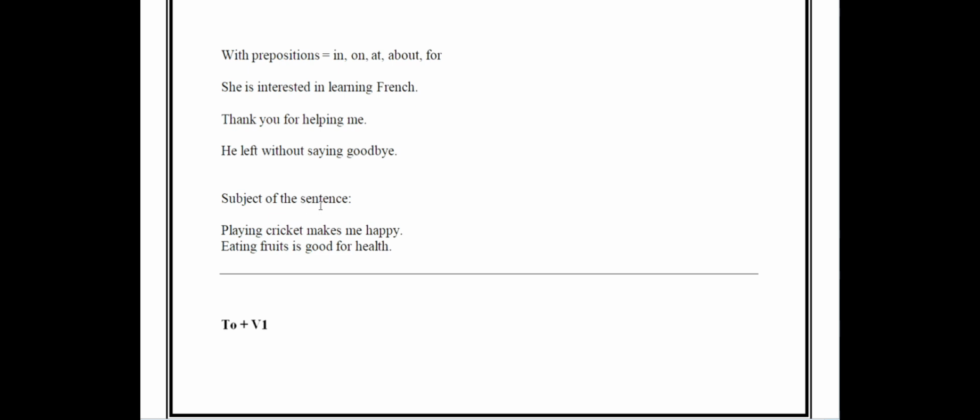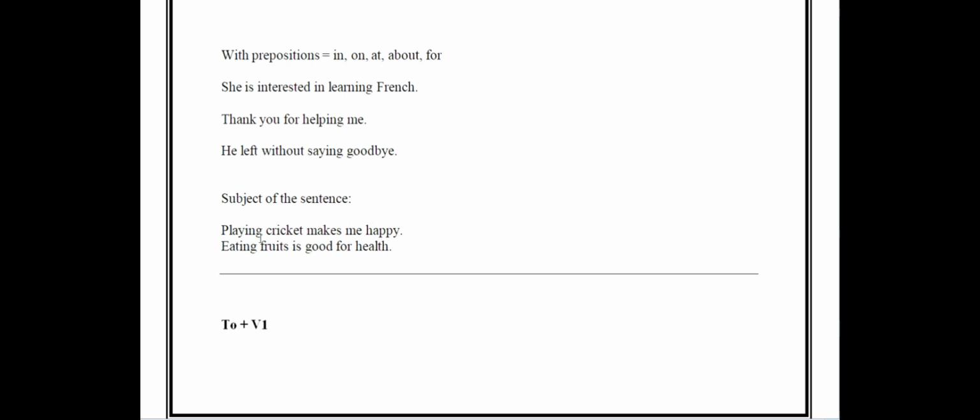Gerund can also be the subject of the sentence. This is the third application. Example, playing cricket makes me happy. What are you doing? You are playing cricket. But here, playing is not the verb. It is the gerund. It is the subject. Playing cricket. It is the name of the activity. And that is what makes you happy.